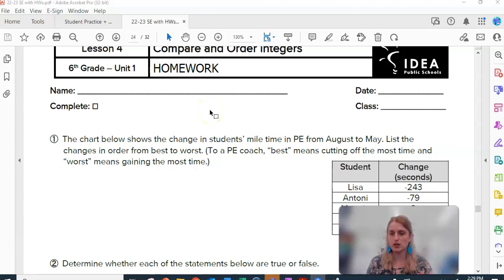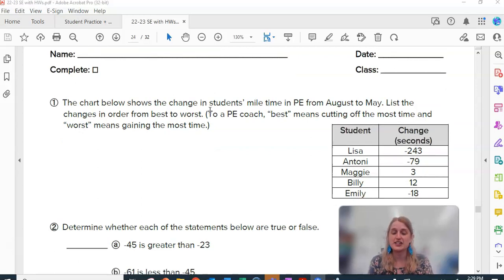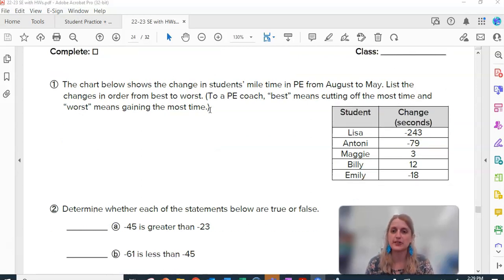So we need to actually think about this because when we're talking about running, best means that you are the fastest or you've improved the most. So we want the biggest change for best. And worst means that you actually got slower, you added time. So best here is going to actually be negative because she is 243 seconds faster in May than she was in August. So that's actually the best time.